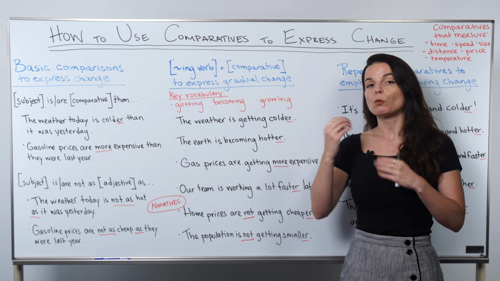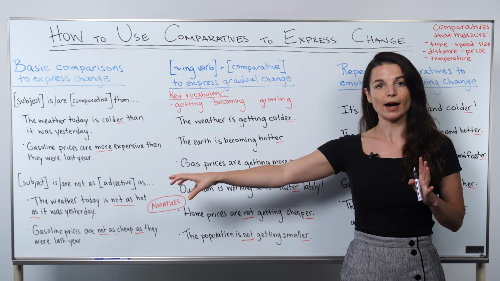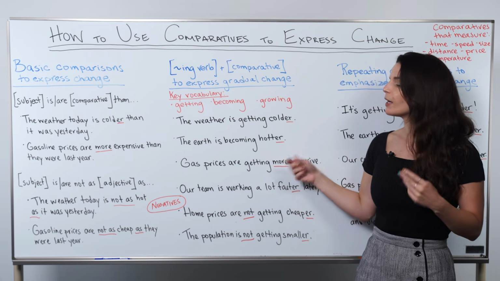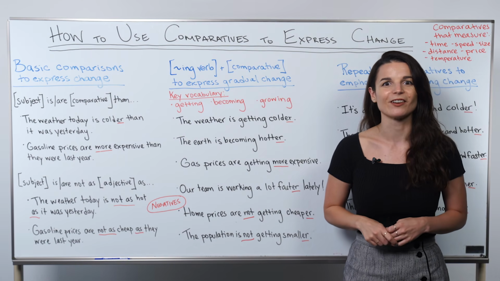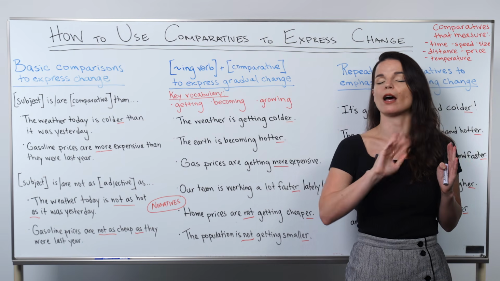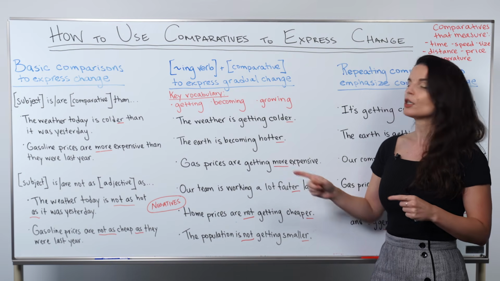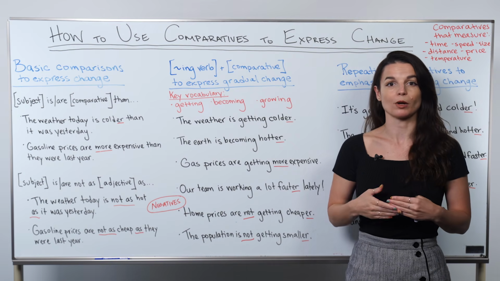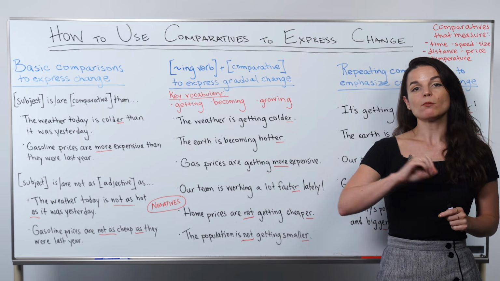So this means we are comparing gas prices now and gas prices in the past. We do this by using the comparative more. So again, you could remove the comparative here. You could say gas prices are getting expensive, which just means in this moment. You're not comparing to a past point in time. But this is very important to show that you are referencing a past point. You're talking about a past point, thinking about a past point. Okay, great.